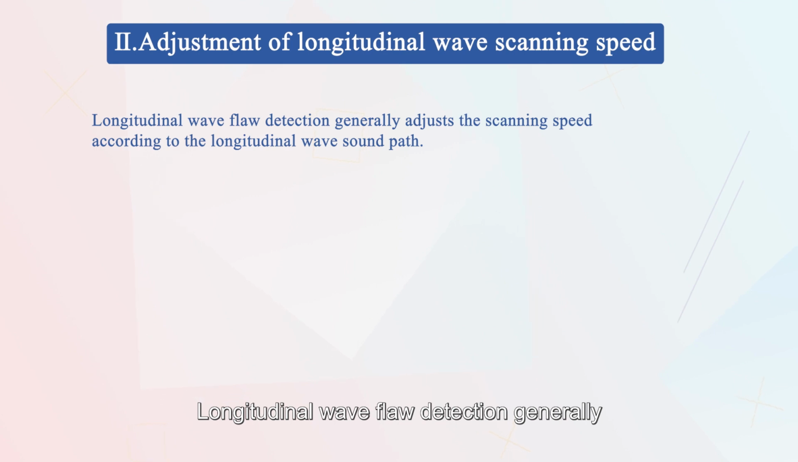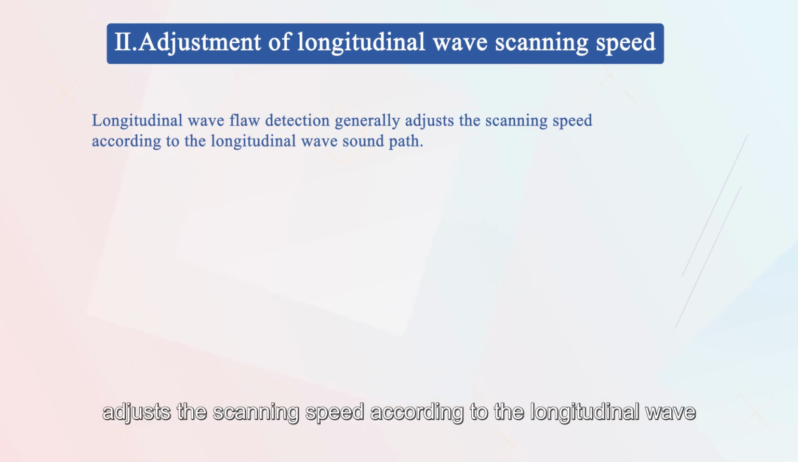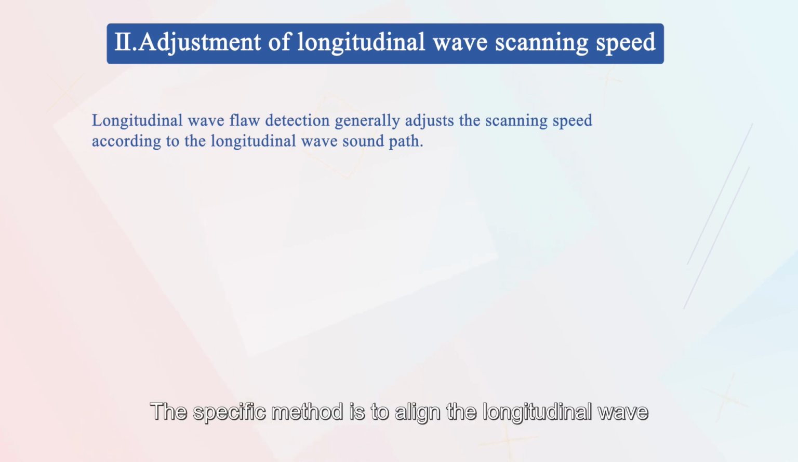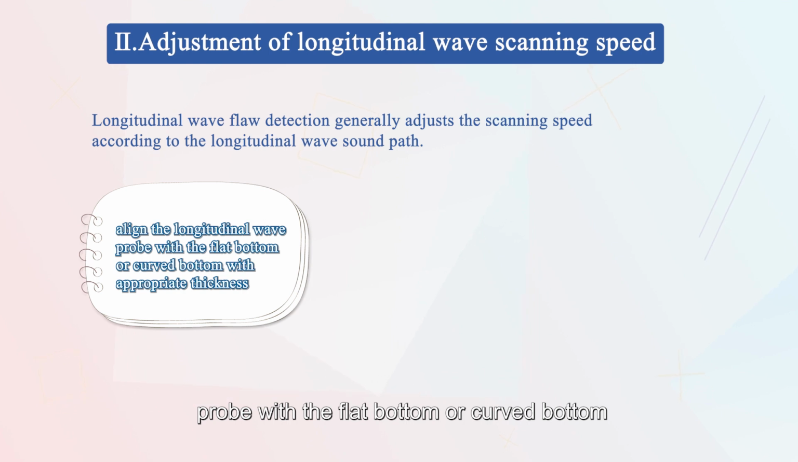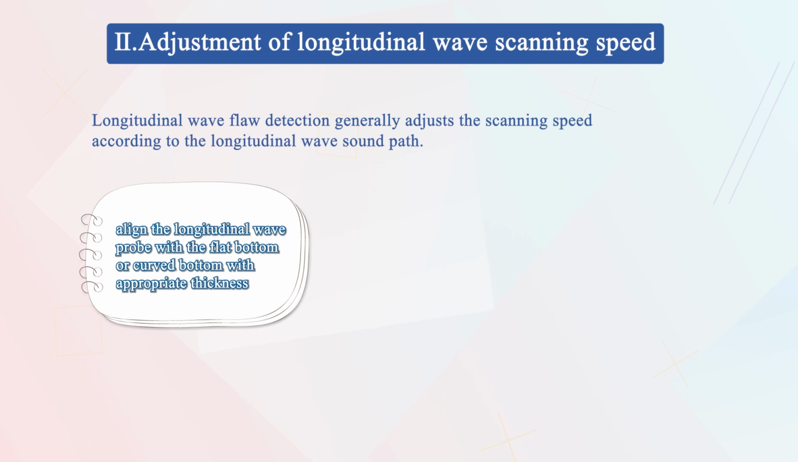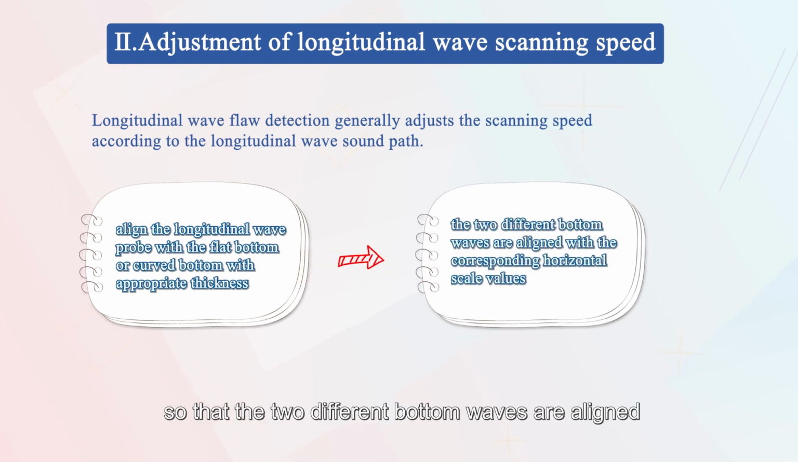Longitudinal wave flaw detection generally adjusts the scanning speed according to the longitudinal wave sound path. The specific method is to align the longitudinal wave probe with the flat bottom or curved bottom of appropriate thickness, so that two different bottom waves are aligned with the corresponding horizontal scale values.